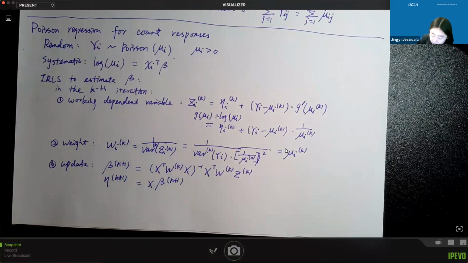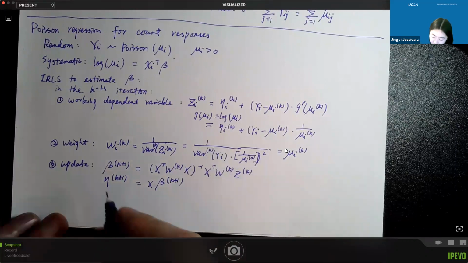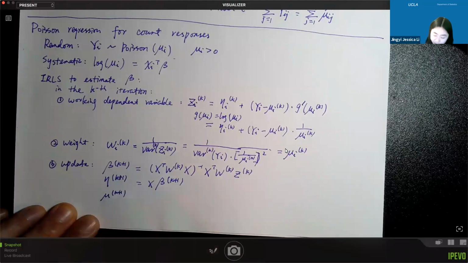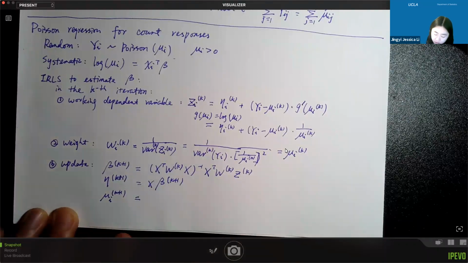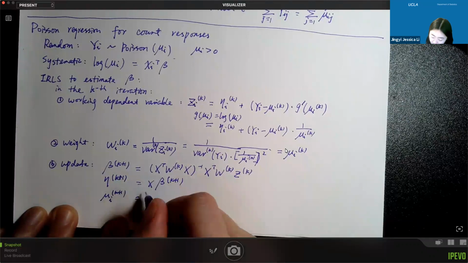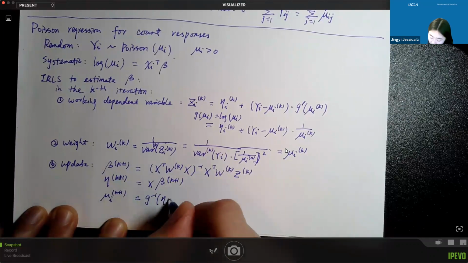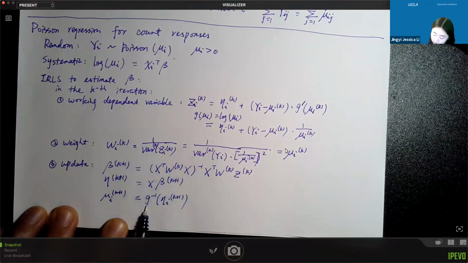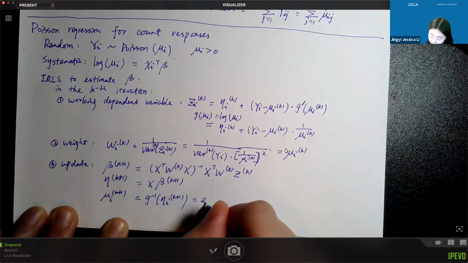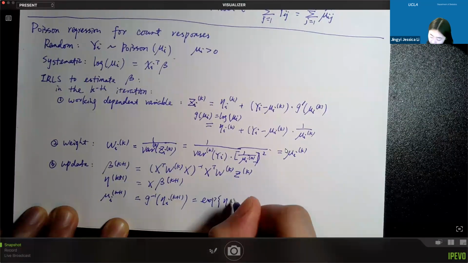Okay, I have eta. So, with this, I have the eta i k plus 1 for my next round of the working dependent variable. And I also need the mu. So the mu k plus 1, or I should say mu i k plus 1. I know this is based on the inverse of the link function, right? We have g of mu i equals eta i. So then mu i would be equal to g inverse of eta i k plus 1. What's the inverse? Here the g is the log. The inverse of the log is the exponential. So we have exponential of eta i k plus 1.